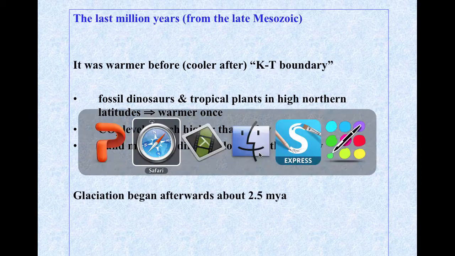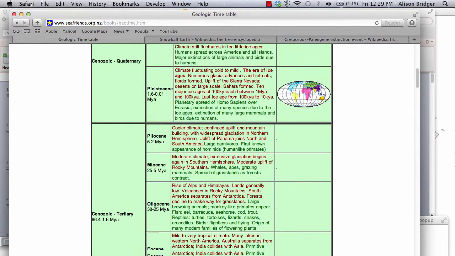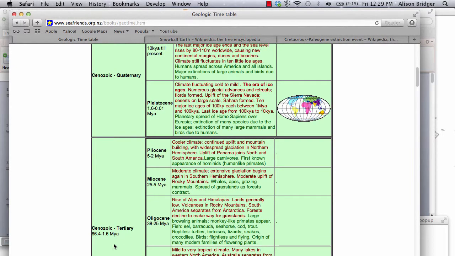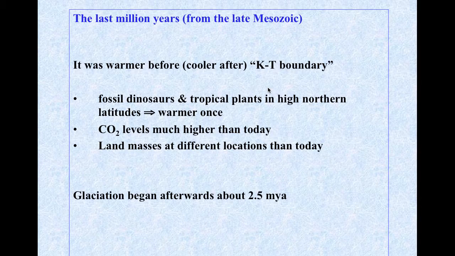Then after about 2.5 million years ago, we started moving into a period of glaciation. Let's see, where are we? In the Tertiary, in the Pliocene, cooler climate, continued uplift and mountain building, widespread glaciation in the northern hemisphere. But then as we get into the Pleistocene, climate fluctuating, cold to mild, the era of ice ages. So that's what we're focusing in on now. About 2.5 million years ago, planet-wide glaciation began to occur.